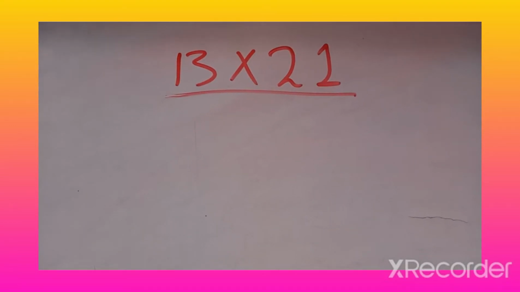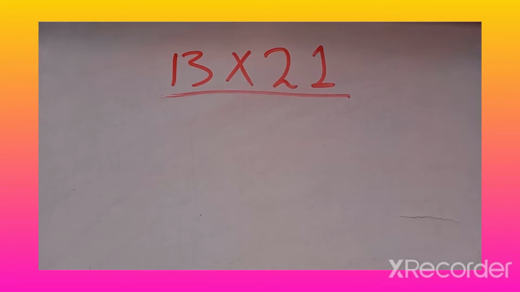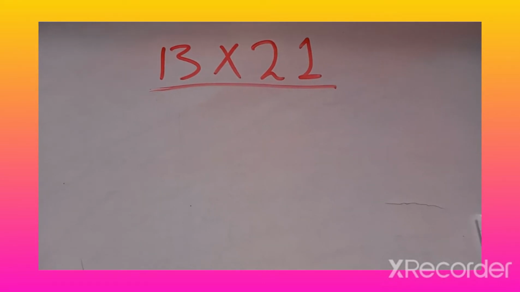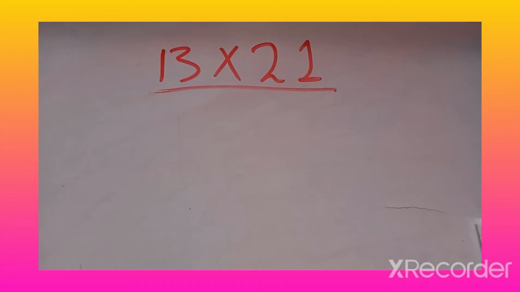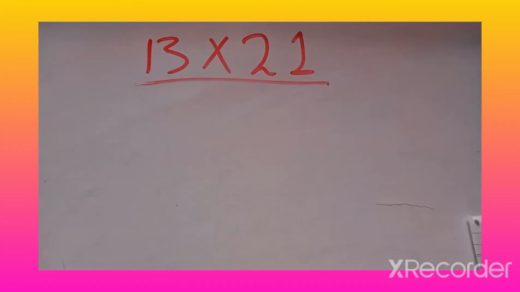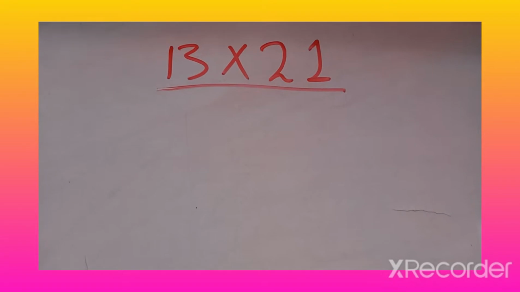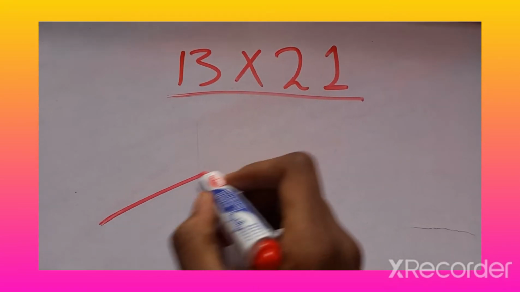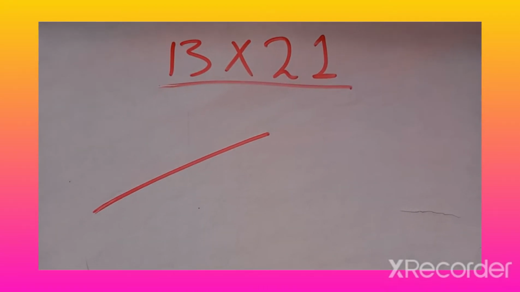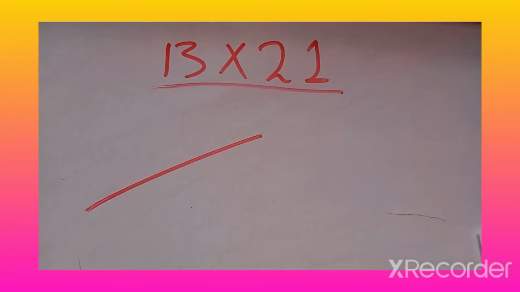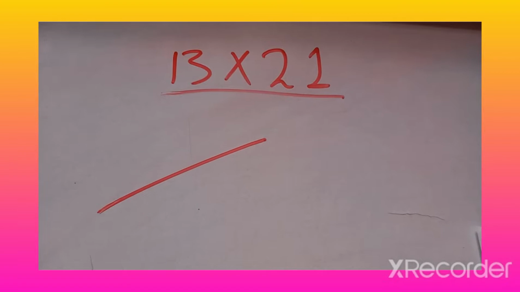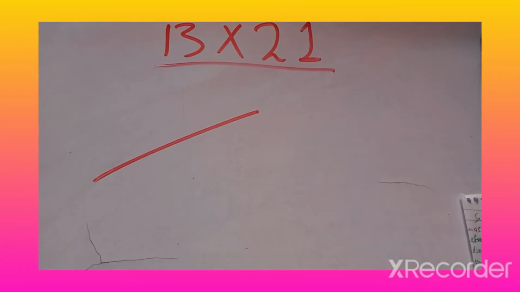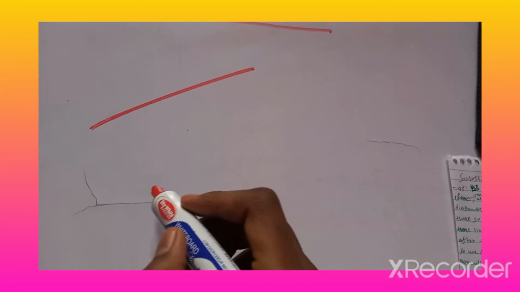Firstly, as we can see from the first digit in the equation, the first digit is 1. So, which means we draw one line like this, and the next digit is 3. So we leave a little space, then draw 3 lines parallel to the first one like this.